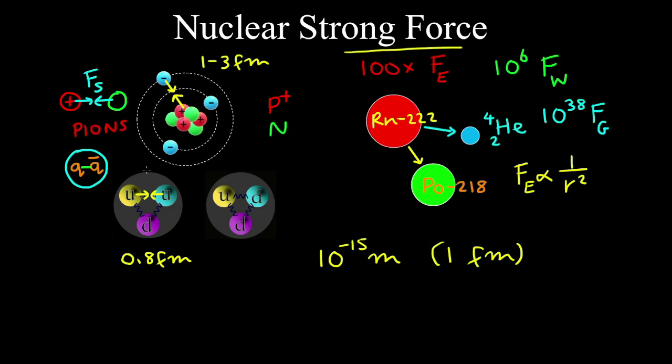So remember, the strong force between the quarks also holds nucleons together. For example, we have a proton here, and this force between the quarks is mediated by gluons, which are massless elementary particles. So this is just the basic introduction to how the nuclear strong force works.